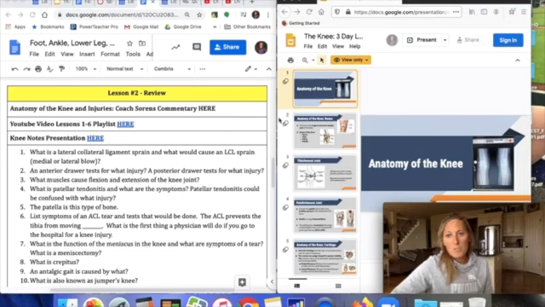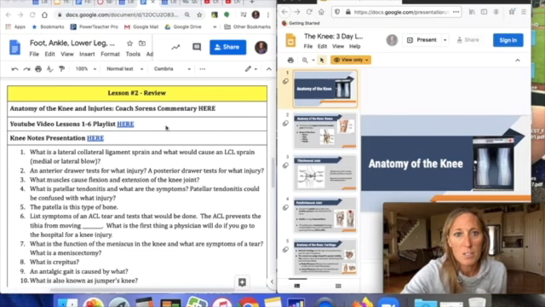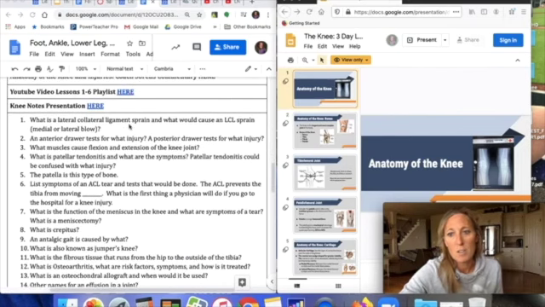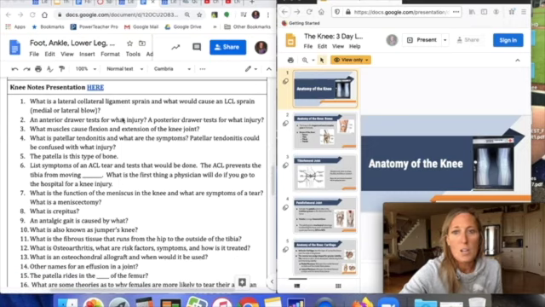We're going to go through this list of questions that is on this side of the screen here. There is a playlist here if you'd like to go back and see any of those presentations. There's notes there. But let's get to what we're here for today. The knee review, study guide for the exam, which you'll be taking tomorrow or maybe right after this.